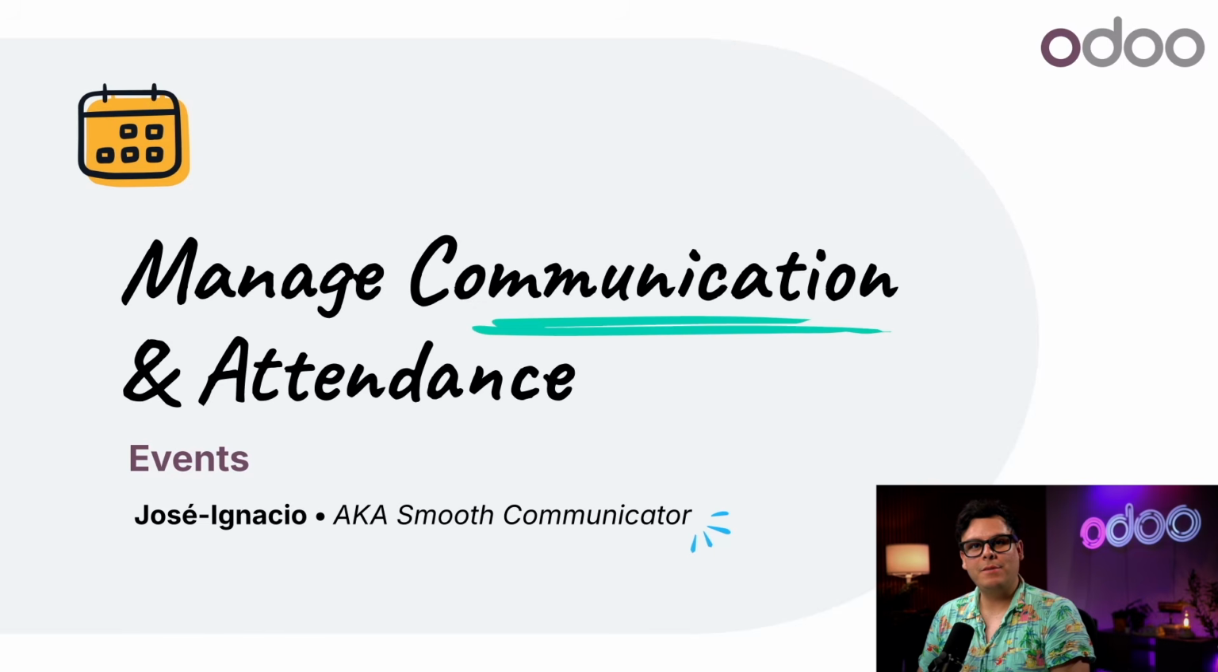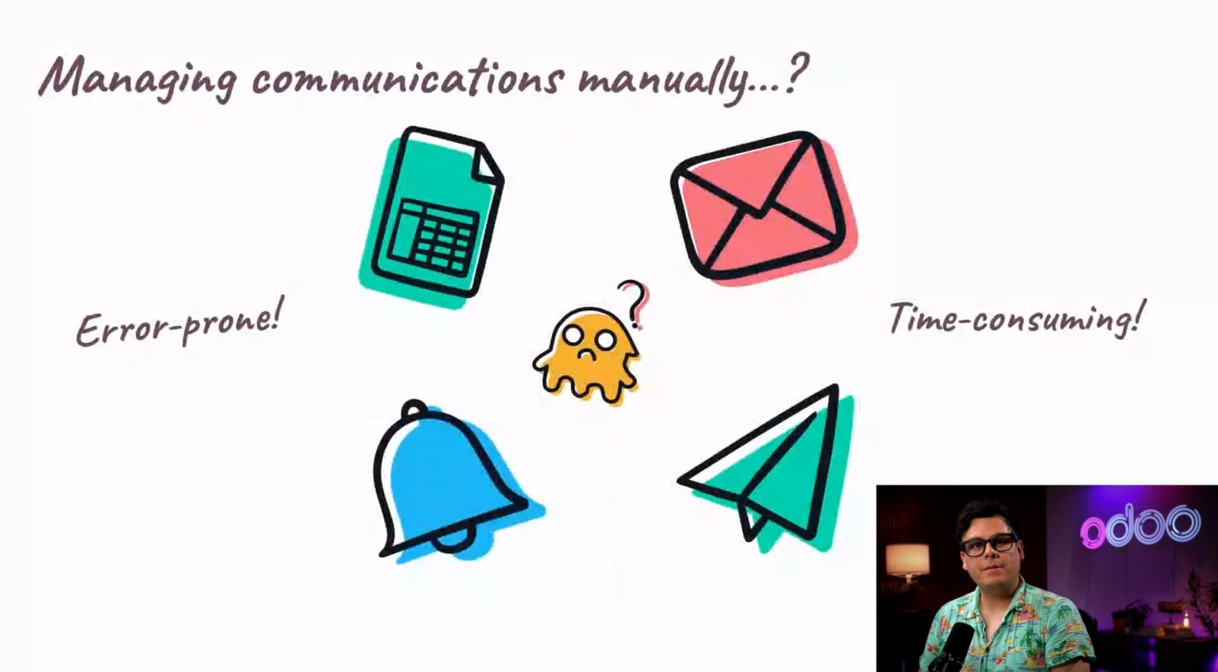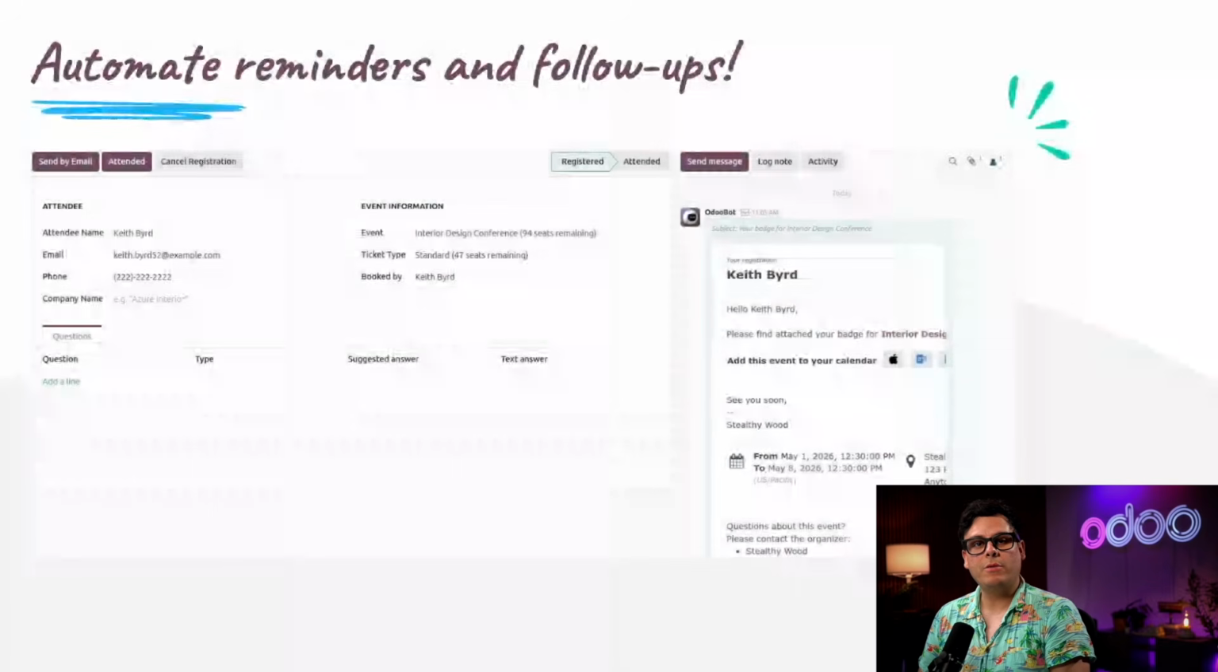Today, we're going to use the Odoo Events app to automate emails with our attendees. With a large guest list, managing communications manually or through spreadsheets can be pretty time consuming and error prone. With Odoo, we can streamline registrations with automatic follow ups and easily manage our guest list. So, no chit chat, let's see how this works.